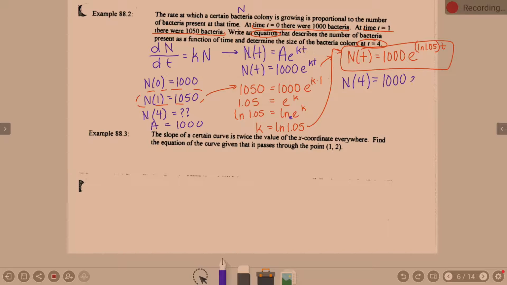So 1000 e to the natural log of 1.05 times 4. I will say, make sure you know how to plug it into your calculator. It's not horribly difficult, actually it shouldn't be bad on these calculators.